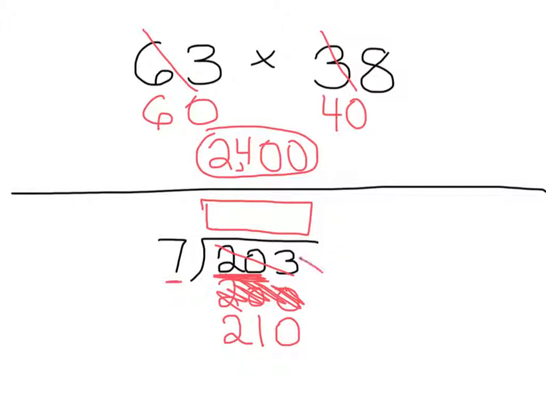203 is close to 210, but I didn't round here. I came up with what's called a compatible number because 210 is going to be compatible with this 7 here, because now I can do it in my head. So now I have the basic fact 21 divided by 7, which is 3, and then I add the 0 here, and now here's my estimate, 30. 203 divided by 7 is about 30.